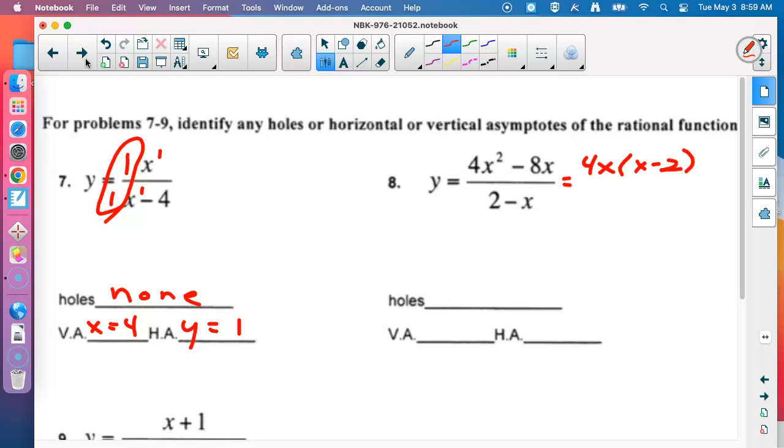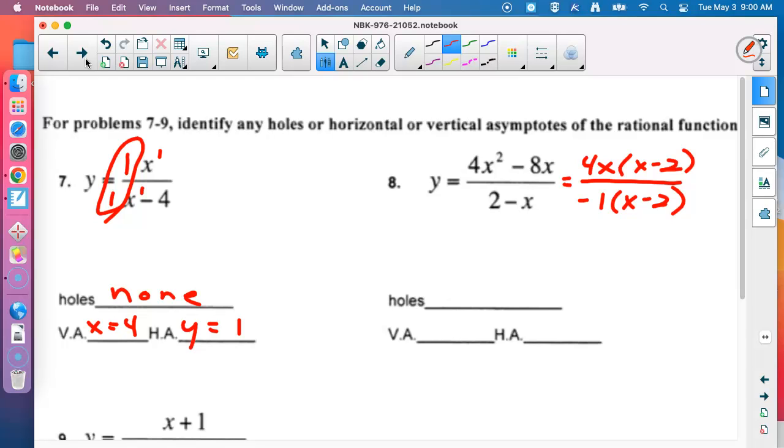Now remember, if you're worried you didn't take enough or you took too much, multiply that back together and make sure you get 4x squared minus 8x. If you don't, then you did something wrong. And I don't like that bottom one. It's turned around backwards. Anybody remember how we can turn that around? Exactly. Multiply or divide by a -1, and we can flip that around.